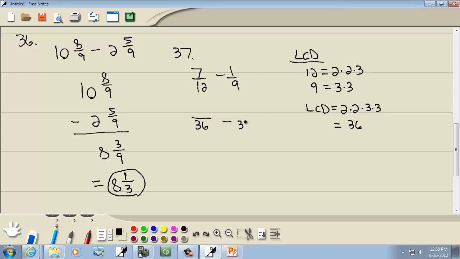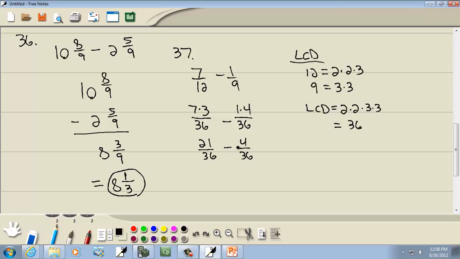So that's going to be our new denominator. Well, you look at your old denominator and you ask, what did you multiply by to get the new one? Here we had 12. We multiplied that by 3, so we have to multiply the top part by 3. Here we multiply the bottom part by 4, so we have to multiply the top part by 4. So that gives us 21 over 36 minus 4 over 36.